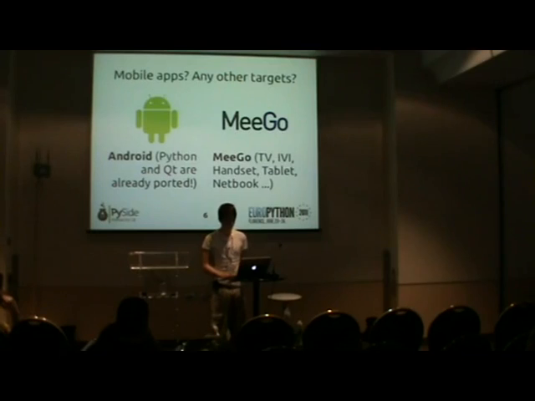And of course, MeeGo, which is Intel's mobile operating system platform. MeeGo is on TVs, IVI, that means in-vehicle infotainment, as far as I know. So it's devices in cars, handsets, tablets, netbooks, and so on. But of course, for MeeGo, there are no real devices on the market yet, but it's expected that at some point there will be. And then you can definitely run PySide and QML apps on these devices.